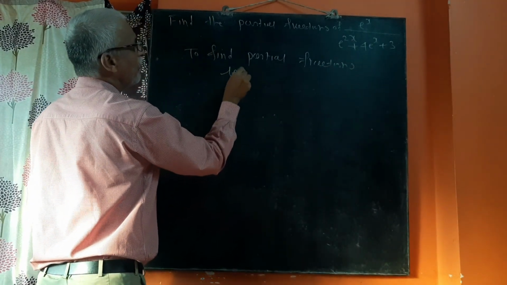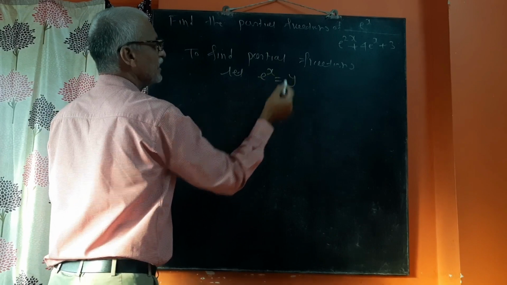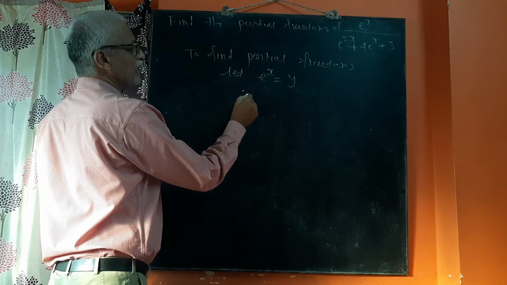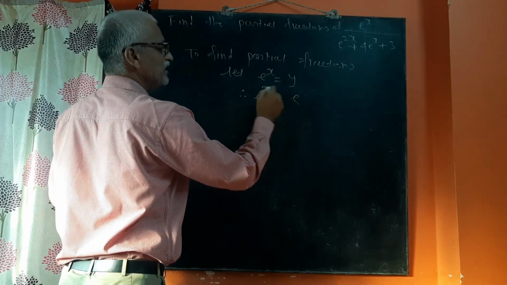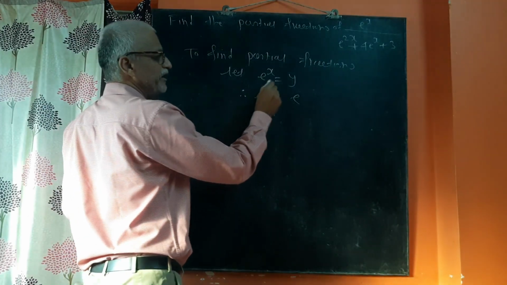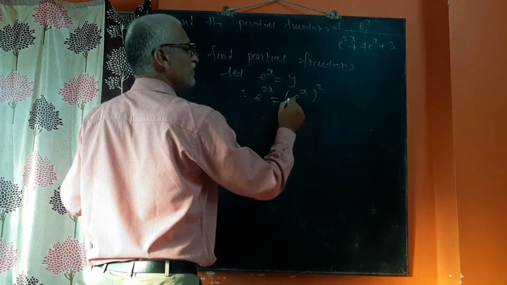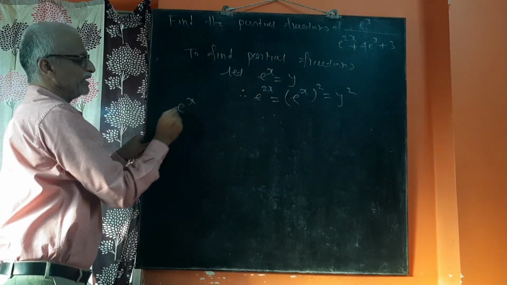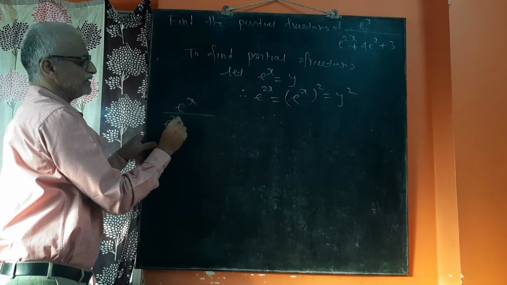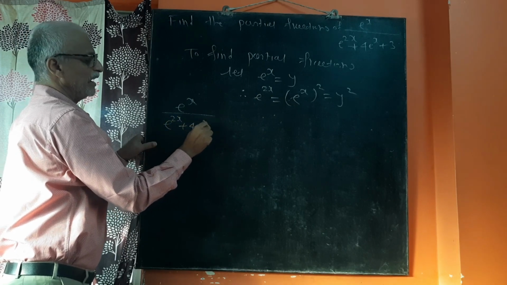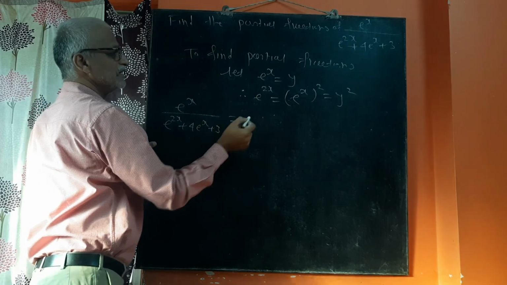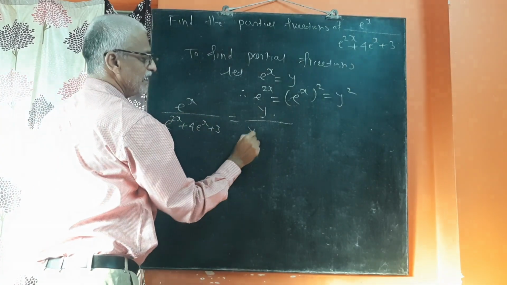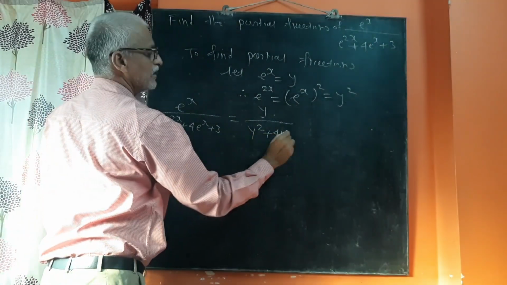let e raised to x equal y. Therefore, e raised to 2x, by the laws of indices, can be written as e raised to x the square, and that is equal to y square. So our problem becomes e raised to x divided by e raised to 2x plus 4 e raised to x plus 3 is equal to y divided by y square plus 4y plus 3.